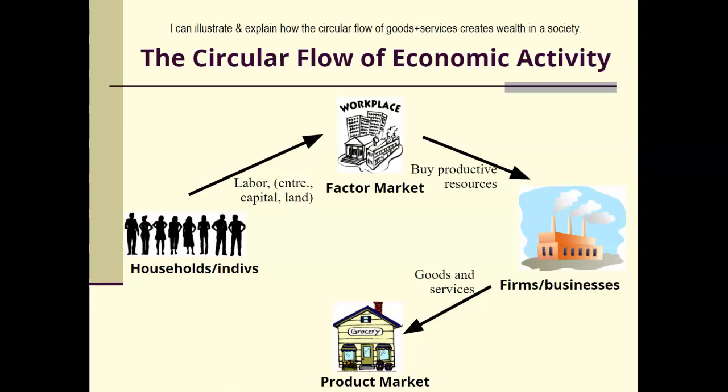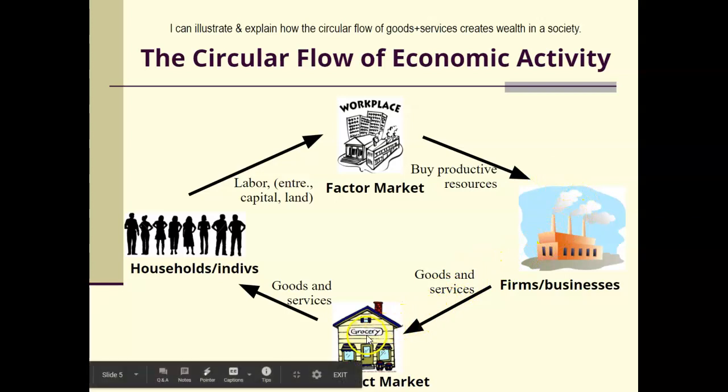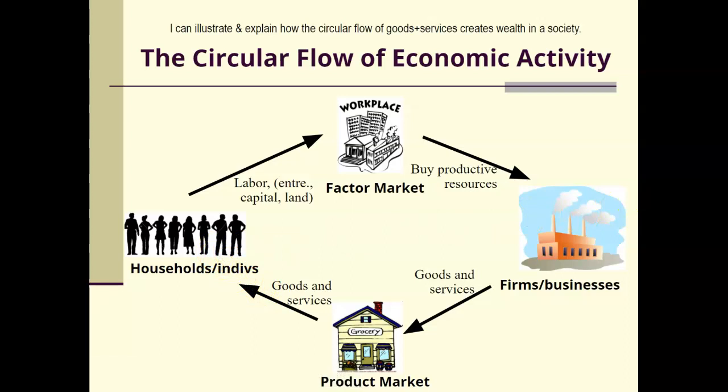And the product market is where businesses sell and households buy. So think of a supermarket. My daughter happens to buy groceries from Cub Foods. So my daughter receives goods and services from Cub Foods. Primarily, she receives goods, and that's food. So because of her work at the natural gas company, which helps the firm, which helps to get goods and services to the product market, the grocery store, my daughter has food to eat.